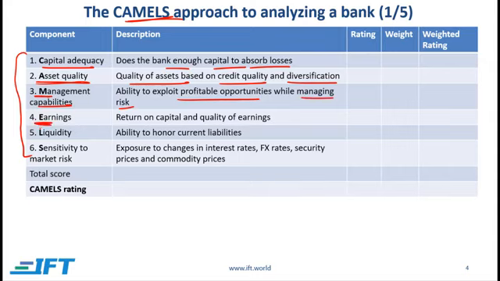E stands for earnings, which has to do with the return on capital as well as quality of earnings. Now, obviously, return on capital is relative to the cost of capital. L is for liquidity. This is a bank's ability to honor current or short-term obligations. S is for sensitivity to market risk, which has to do with a bank's exposure to changes in interest rates, FX rates, security prices, and commodities.